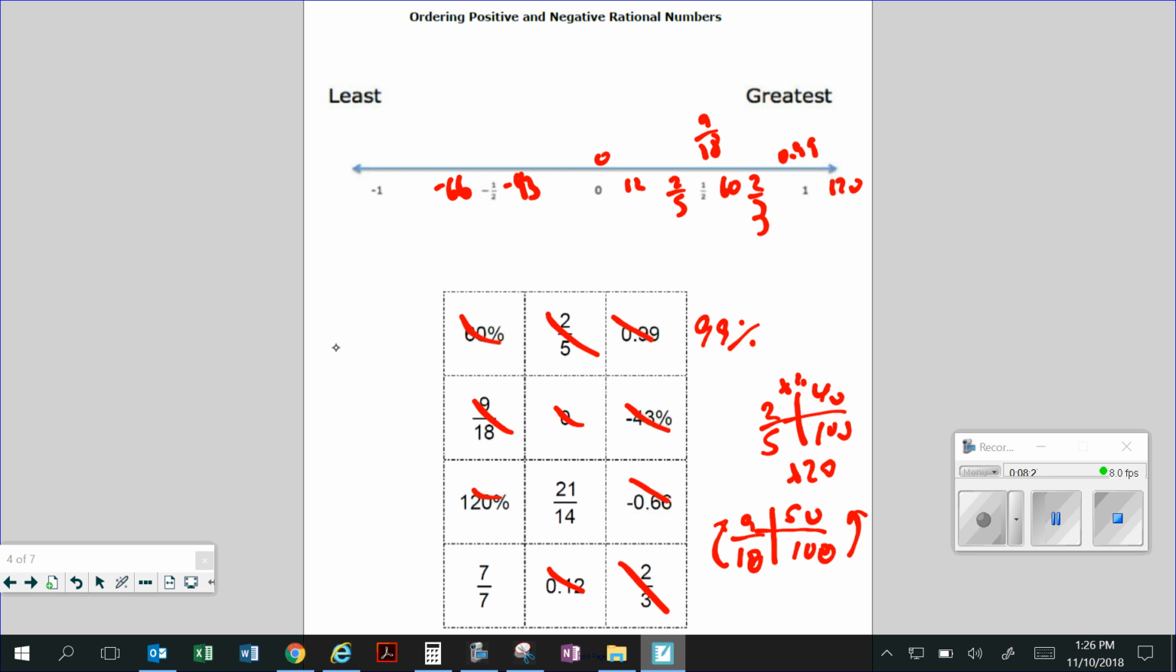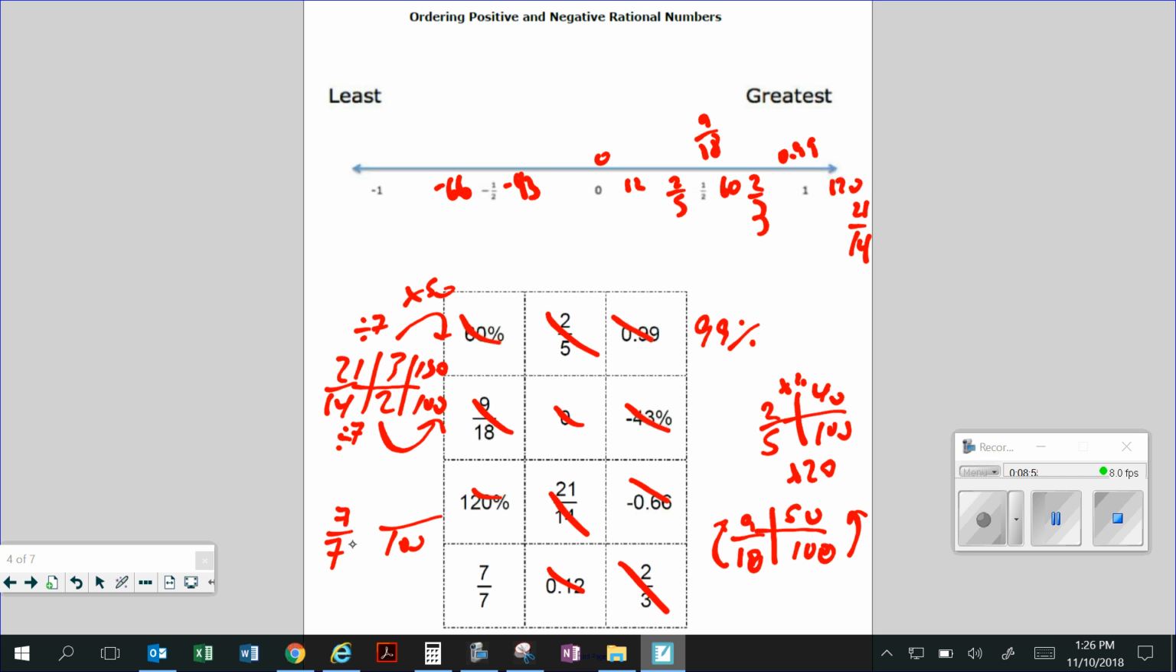Now 21/14. Can I simplify this? Divide by 7. Divide by 7 is 3/2. And how many groups of 2 go in 100? Times 50, times 50, that's 150%. So that goes past 120%. And last but not least, 7/7. That's 1 whole, and that goes right here, or 100%.